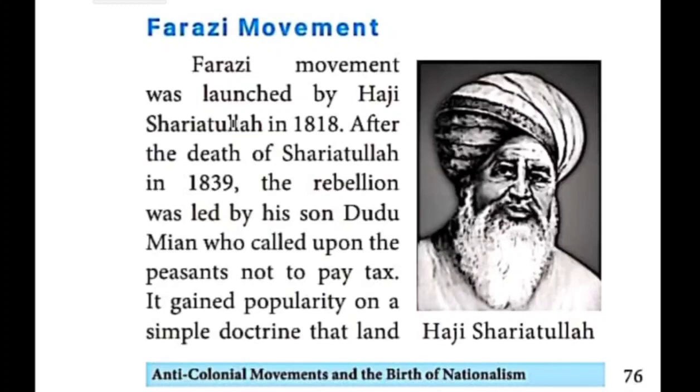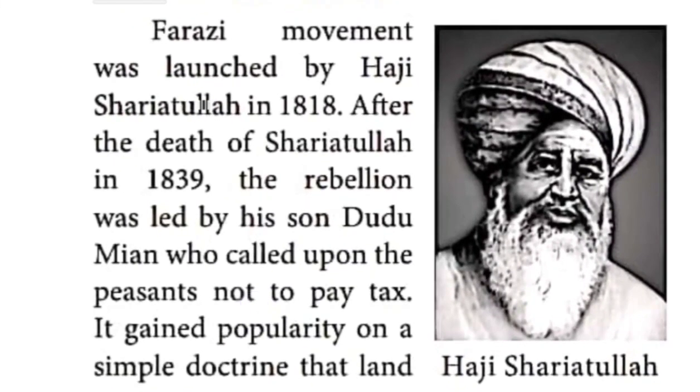The first, under that A part, peasant uprising, Farazi movement. You can check this person's picture. Haji Shariatullah. This person is very, very interesting children, listen carefully. These are the peasant uprisings against the British people. Peasants means farmers. The next, B part, tribal uprising. Tribal means the people who used to live in forest areas. Those people agitated against the British. This Farazi movement was launched, started, by Haji Shariatullah in the year 1818.